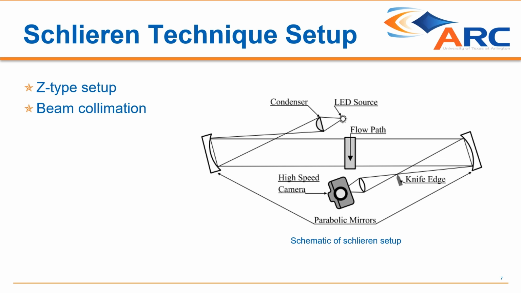To perform Schlieren, a point source of light is created with an LED source and a condenser, which is reflected off a parabolic mirror to create a collimated beam, which is then deflected by the gradient of density of the flow passing through the beam. That deflected light is either then cut off by a knife edge at the opposing focal point or let through, which is captured by our high-speed camera.